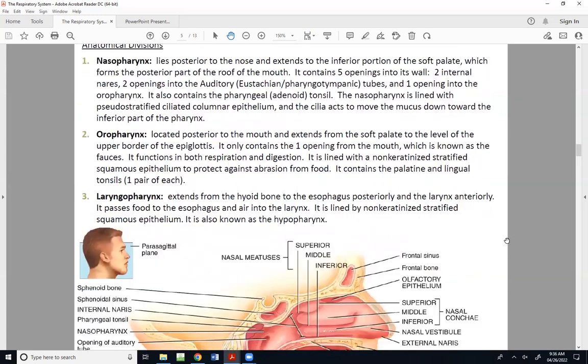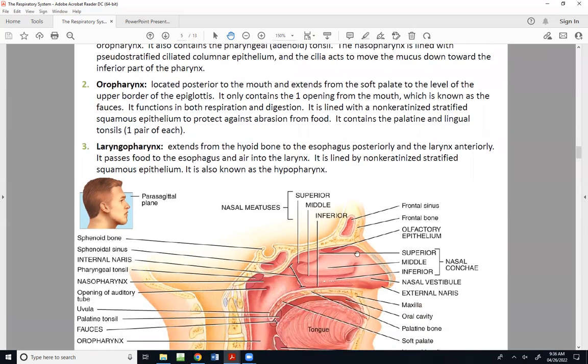Just right there. Let's talk first about the nasopharynx, which lies posterior to the nose, which is where its name nasopharynx comes from. It extends to the inferior portion of the soft palate, which forms the posterior part of the roof of the mouth. Okay. There are 5 openings associated with the nasopharynx, 2 from the internal nares, which we talked about the other day. Those are the openings from the nasal cavity into the throat.